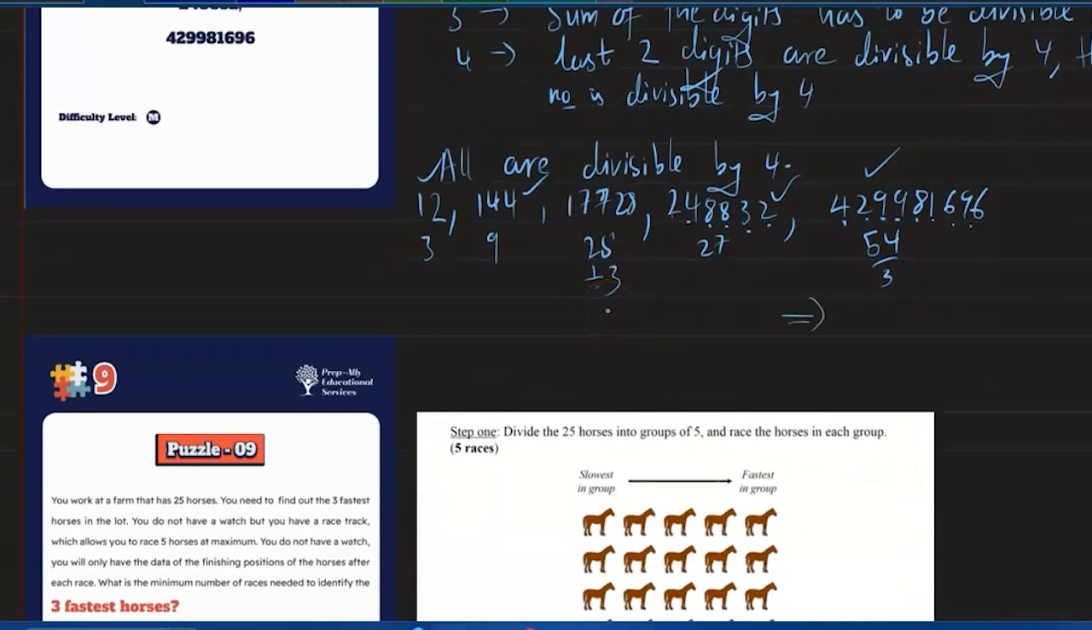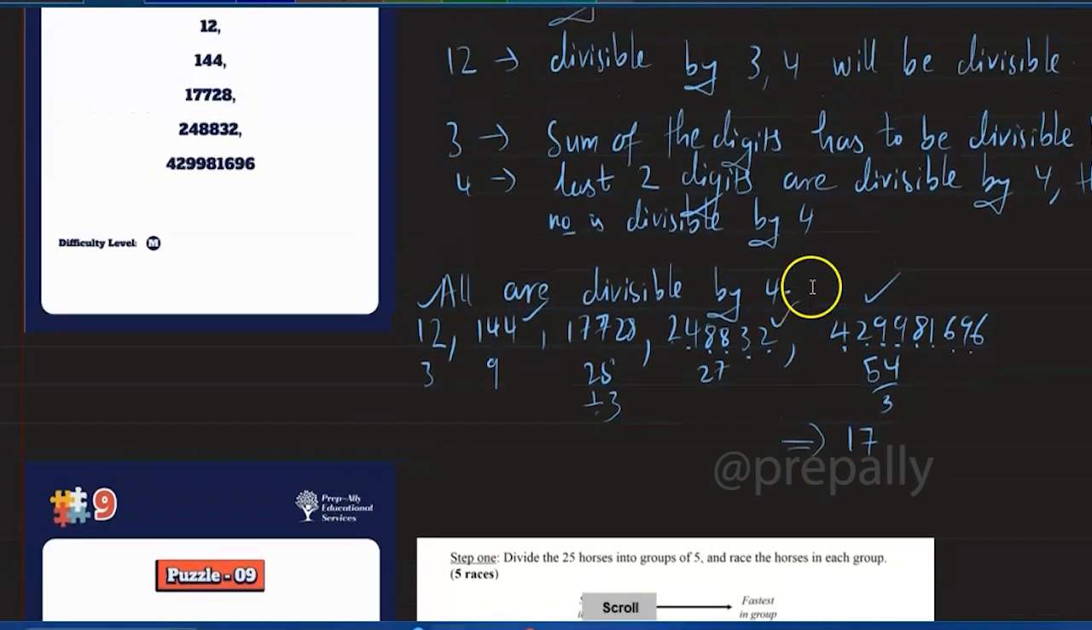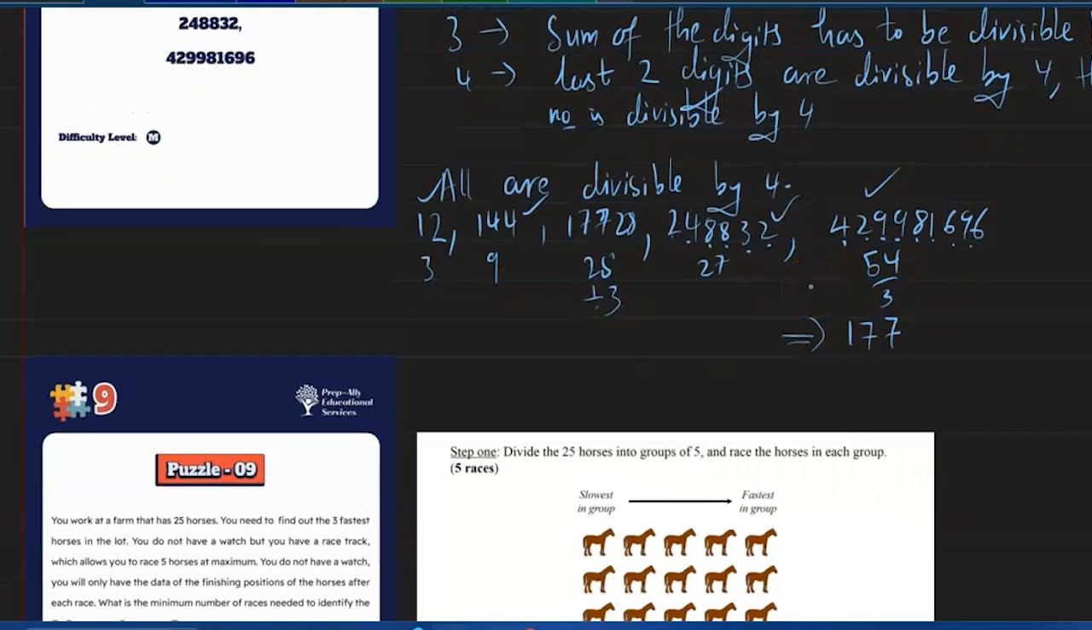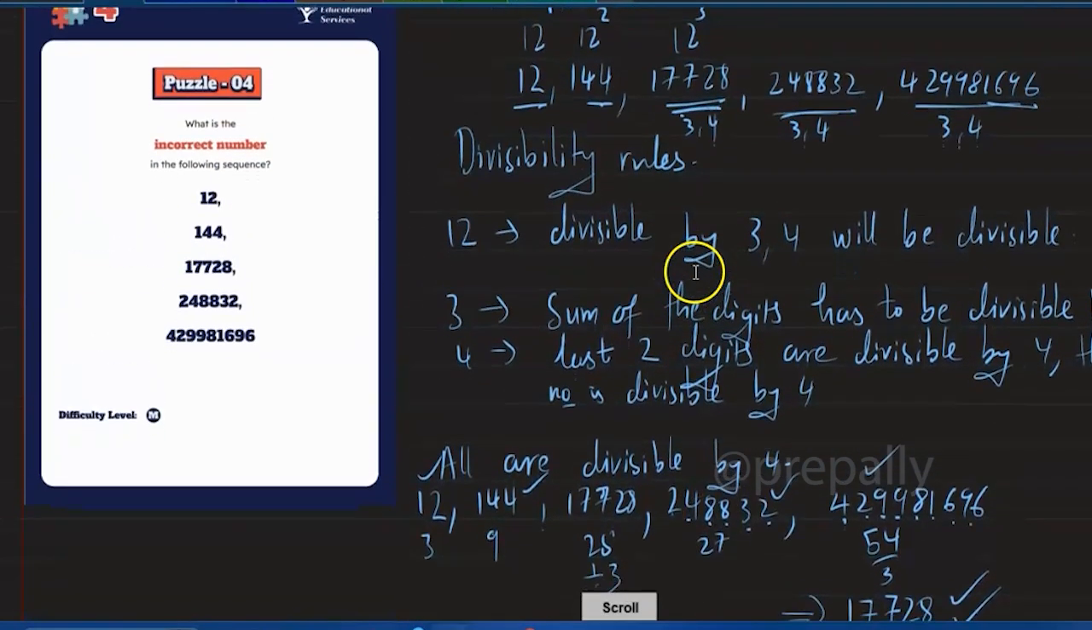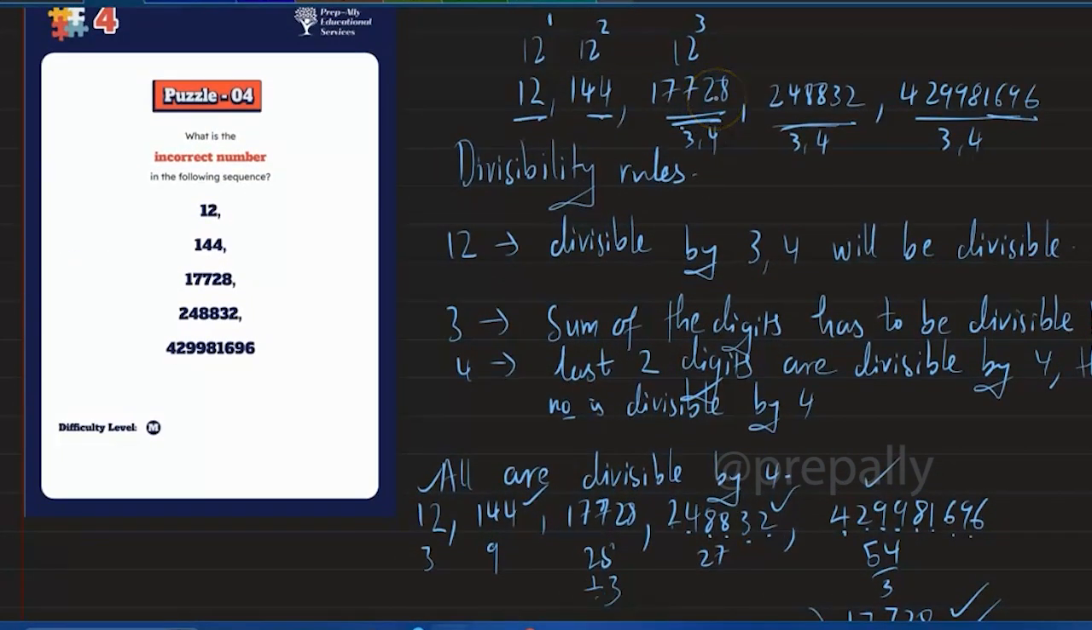So the wrong number is 1728. This would be your answer. And this is what you would do if, like in my case, you just don't have a calculator on you. Otherwise, you could just put 12 cubed and see that it doesn't match.